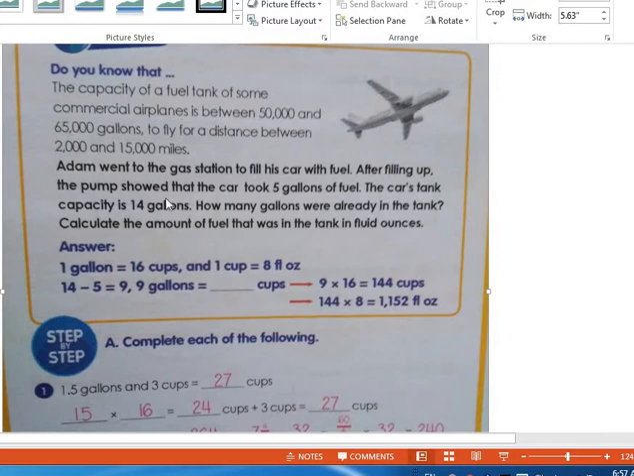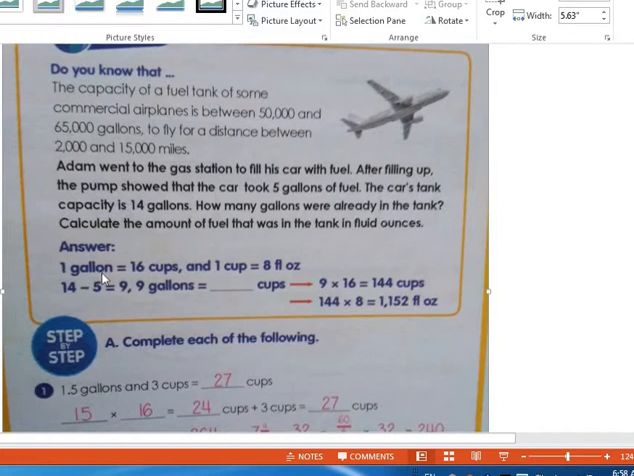That's a fact. Okay, moving to this example: Adam went to the gas station to fill his car with fuel. After filling up, the pump showed that the car took 5 gallons of fuel. The car's tank capacity is 14 gallons. How many gallons were already in the tank? Calculate the amount of fuel that was in the tank in fluid ounces.